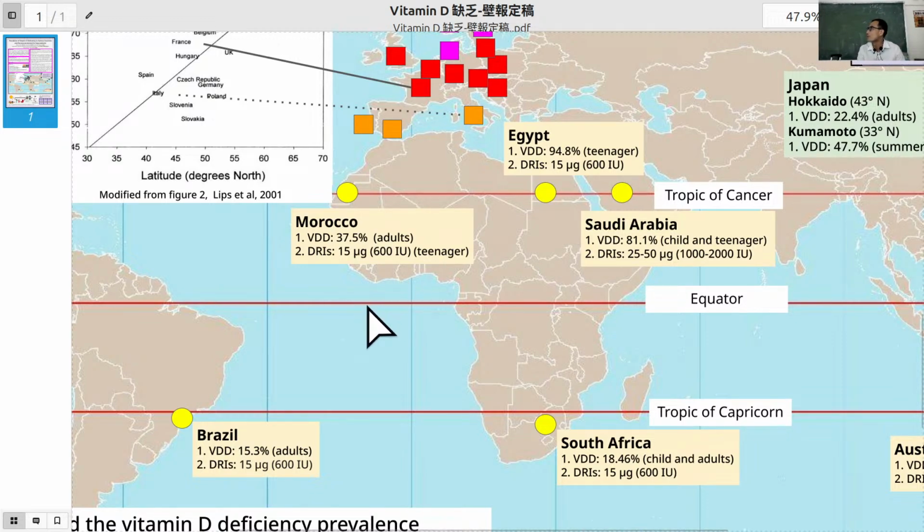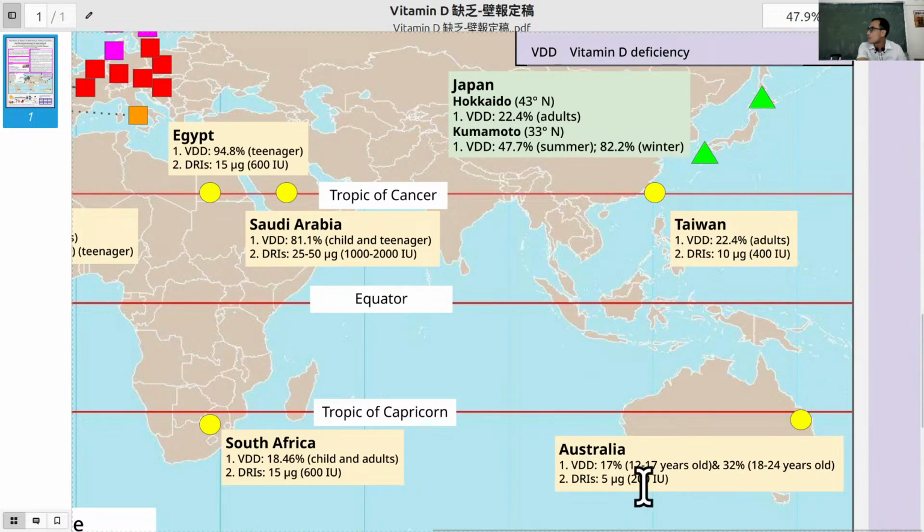It's not at all. And Egypt is another country. It's amazing. The vitamin D deficiency is 94.8, close to 95. Because in the beginning we thought countries located on the same latitude should have similar sun exposure time. But from this analysis, we found it's completely different. And here, Brazil, the vitamin D deficiency is 15%, lower than Taiwan. And South Africa, there is 18%. Australia, 17%. The survey is from the teenagers.